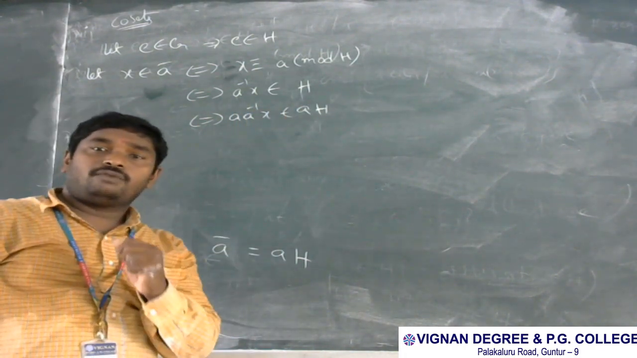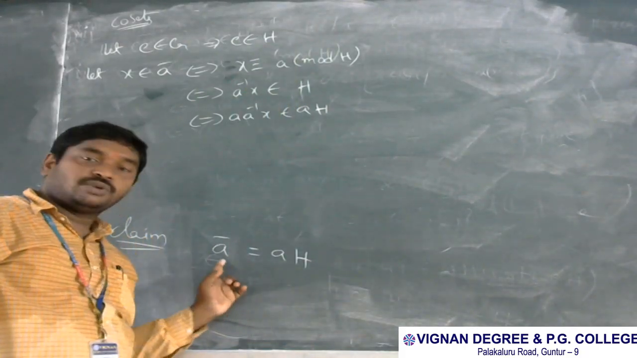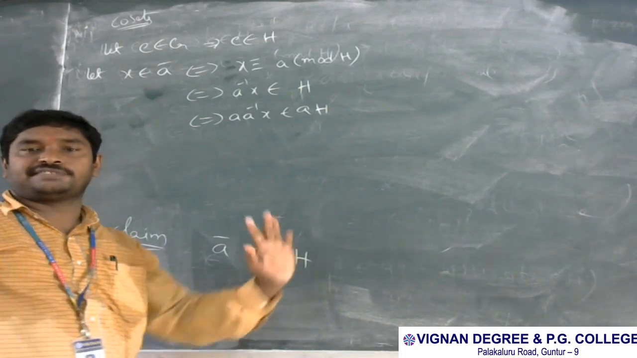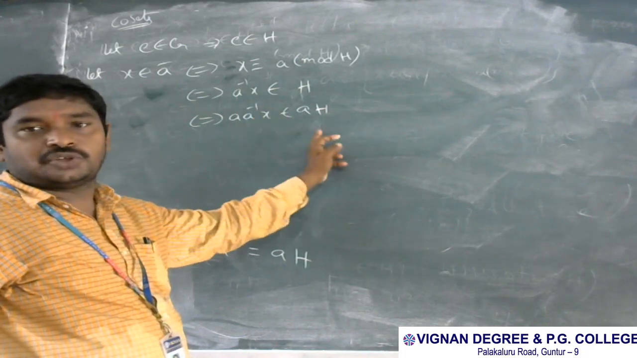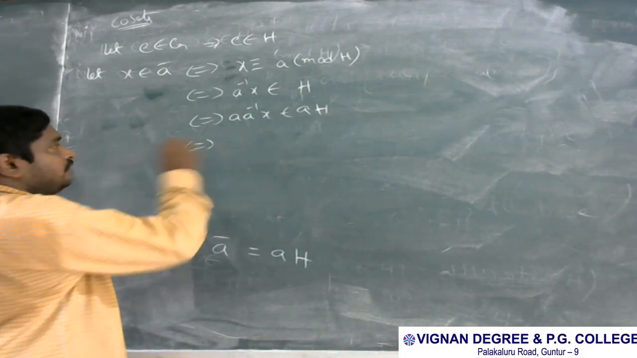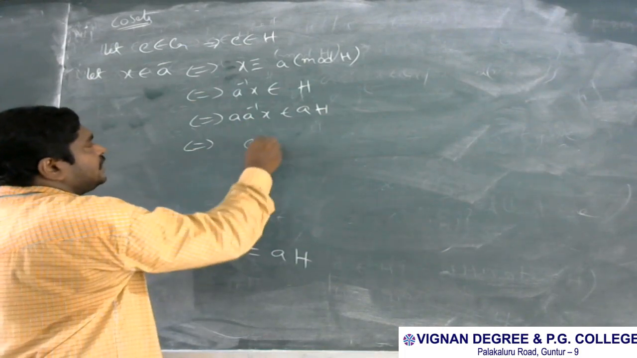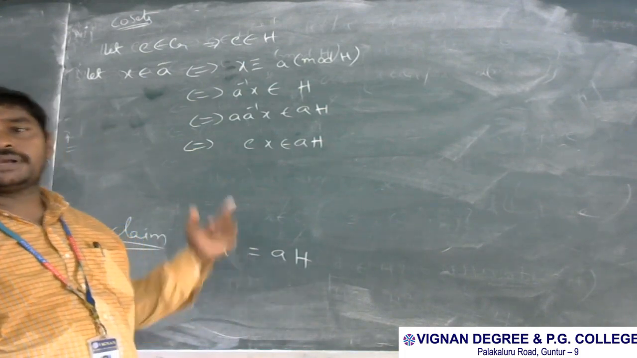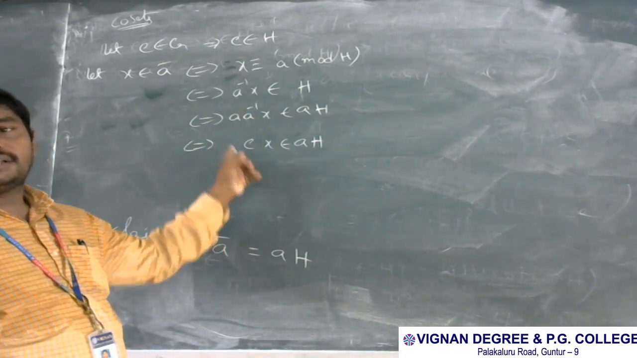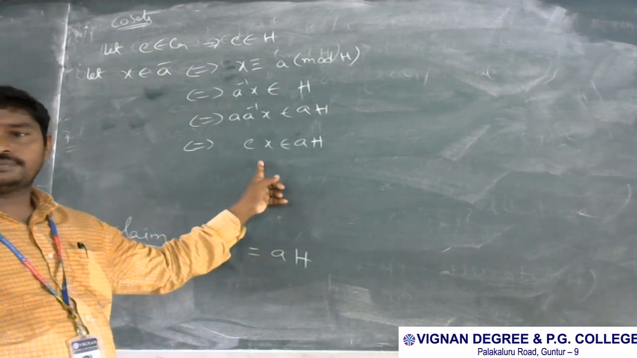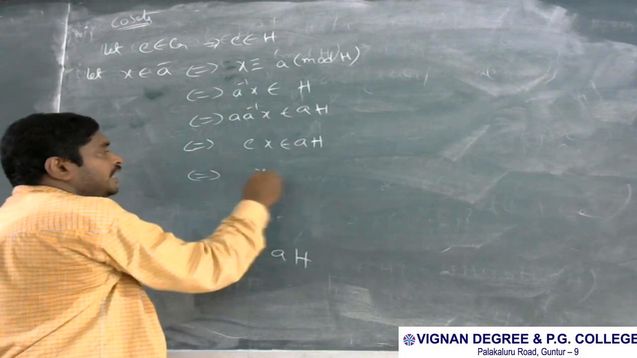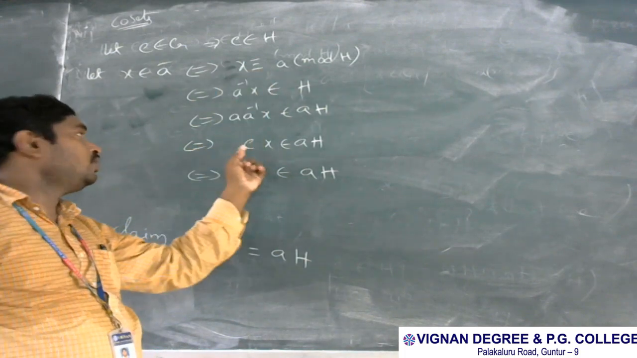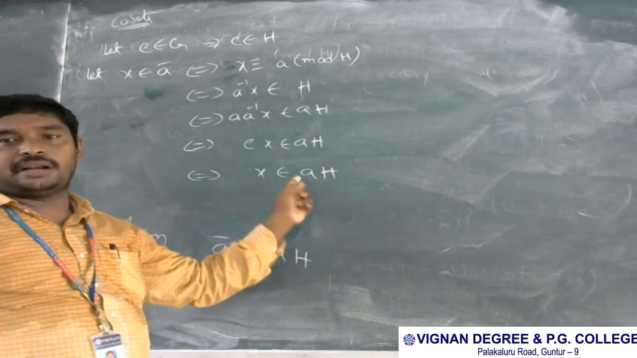Why, sir? Why did you multiply only on the left, for the left coset? Because we have to prove only the left coset. Okay friends? That's why I have multiplied only on the left side. So a into a inverse x belongs to aH. Next, a into a inverse, by the inverse property, is e. Because e is the identity, we can simply write x belongs to aH. So e into x means only x belongs to aH.